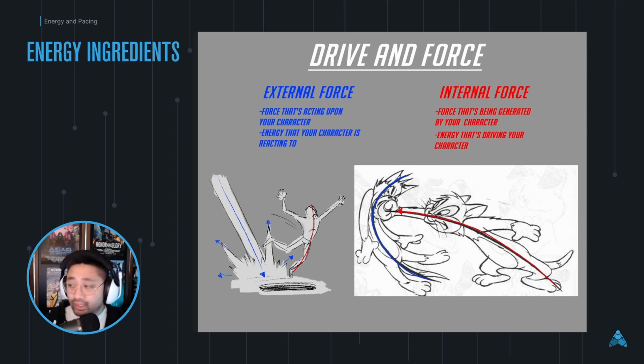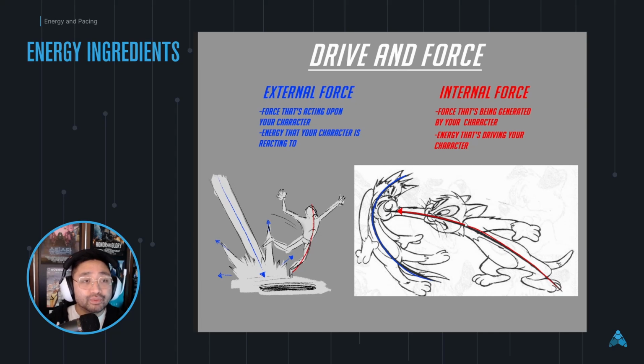The effect that the external force has on our character versus the opposite, where if we're talking about it from the perspective of the cat that's doing the punching, we're talking about internal force. So force that's being generated by your character and energy that's driving your character. And we can kind of see the effects of that through the line of action. But if we were talking about it from the perspective of the cat that's being punched, that would be considered external force. So it's important to keep in mind which character you're trying to embody at the time you're trying to craft your pose and define all these things, because depending on the perspective, it could mean two different things.